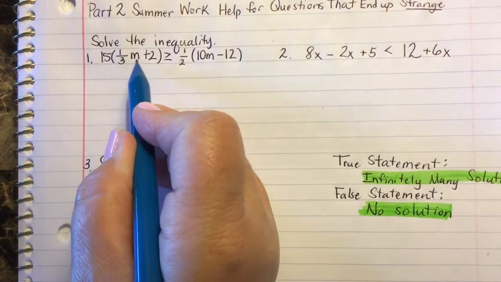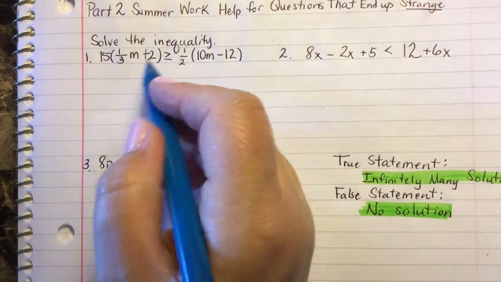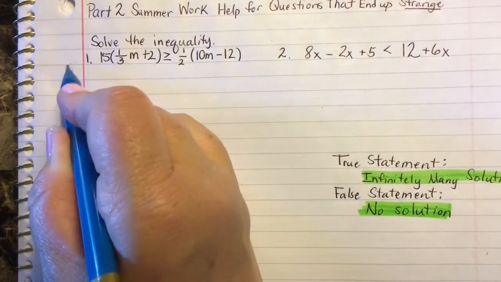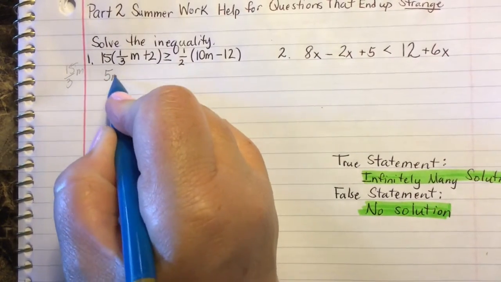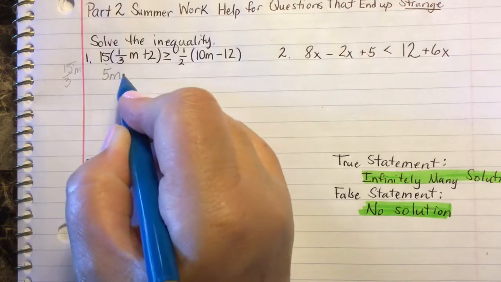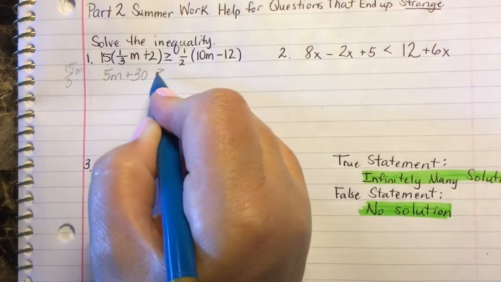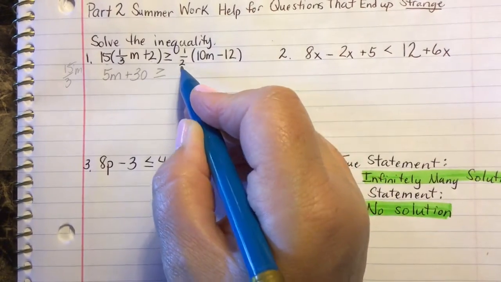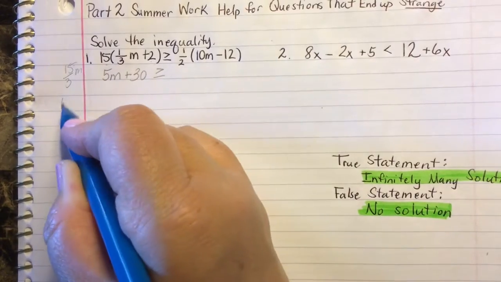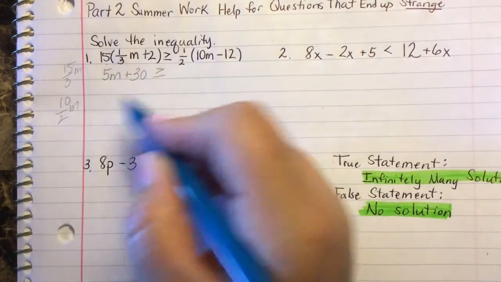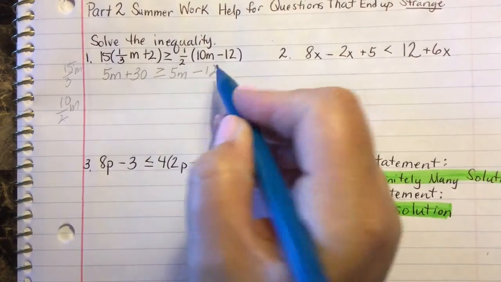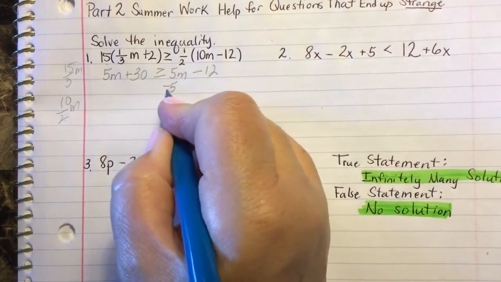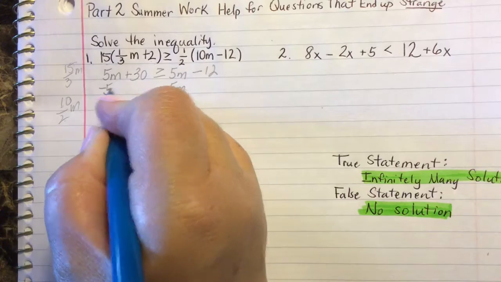15 times 1/3 m is 15 thirds m. 15 divided by 3 is 5m. 15 times 2 is 30, greater than or equal to 1/2 times 10 is 10 halves m. 10 divided by 2 is 5m minus 12. Next thing I'll do is move my variable to the left.